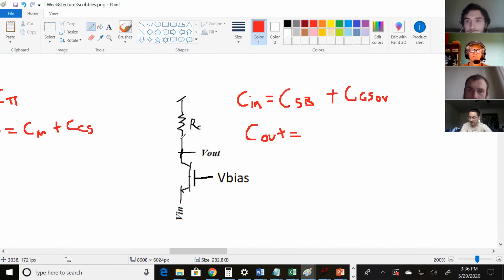So actually, we forgot to say one thing. What's the capacitance looking into the resistor, or on the connection to the resistor, in our world? 0. In real life, resistors actually have capacitance on an integrated circuit.